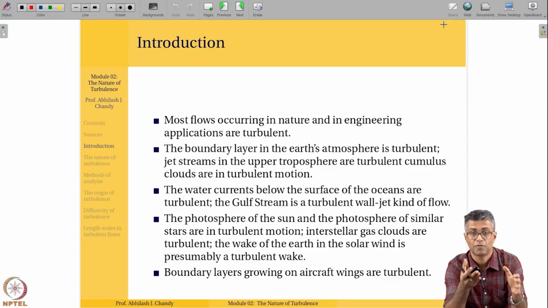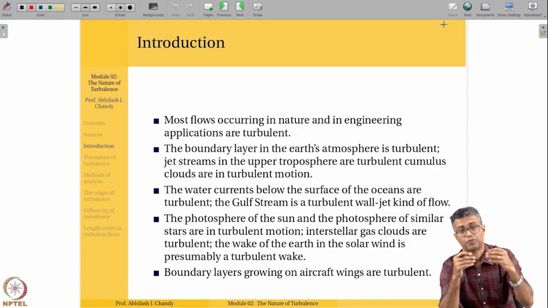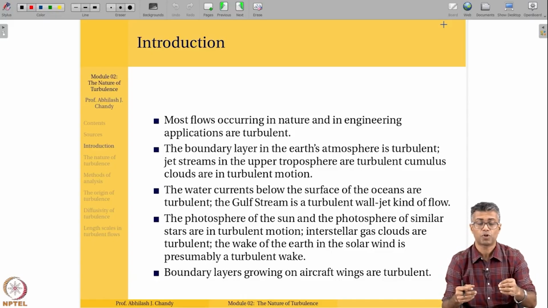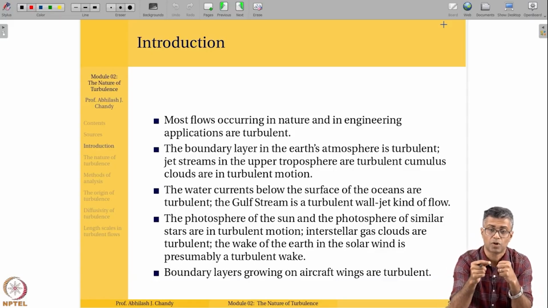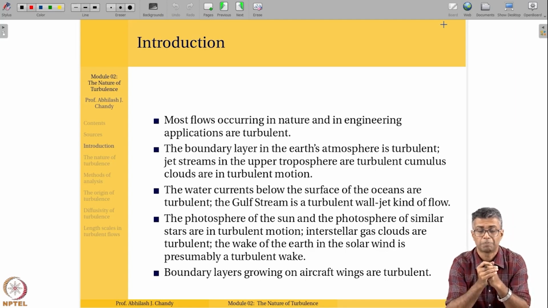An example that we have seen an illustration of in the previous module, boundary layers growing on aircraft wings are turbulent. One of the first slides in the previous module had to do with the tip vortex behind a turbulent wing. And we saw that. So these are boundary layers growing on aircraft wings. These are turbulent. These are turbulent flows.